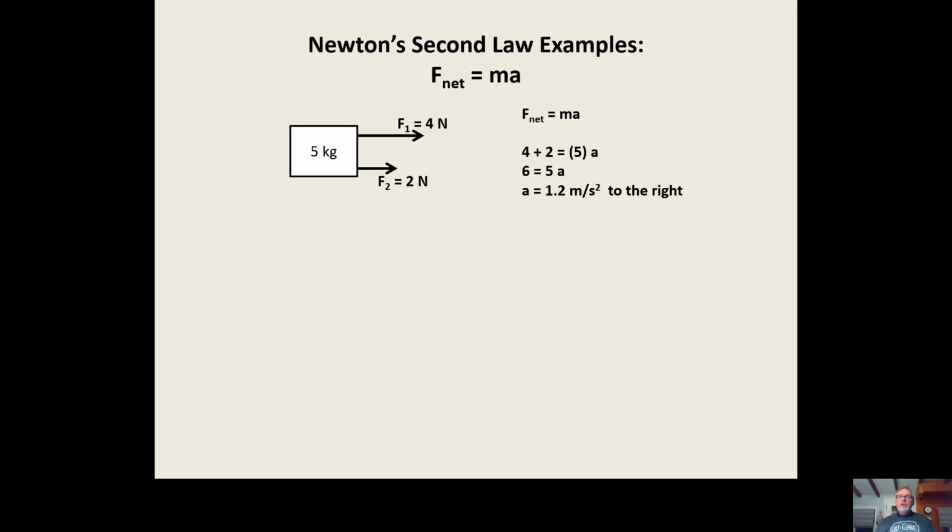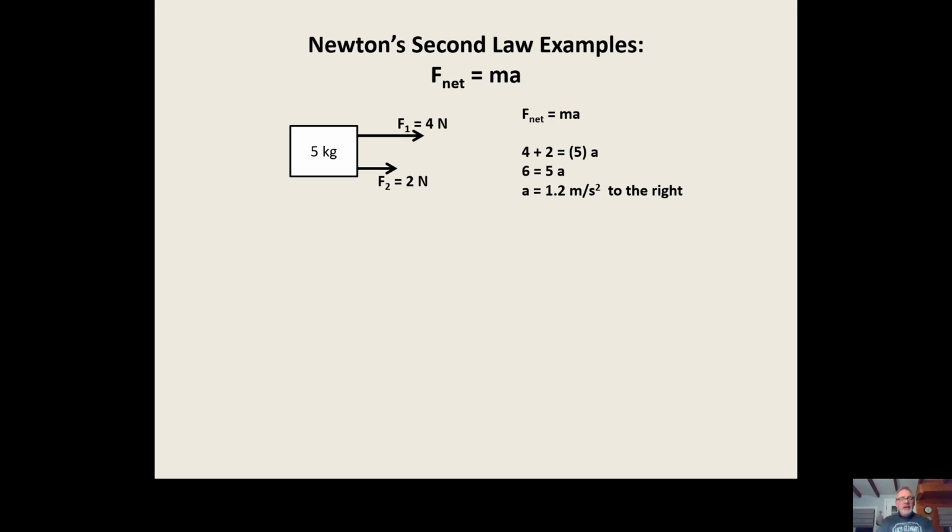All right, at this point, I want to do some non-trivial examples. By trivial, I mean one force acting on a single mass and having a resulting acceleration. Here, I want to have two forces acting, say. On the screen, you have a 5 kilogram mass with two forces, both acting towards the right. One force of 4 newtons, one force of 2 newtons. We have the net force equals mass times acceleration.